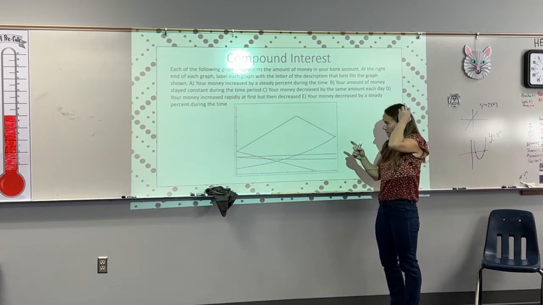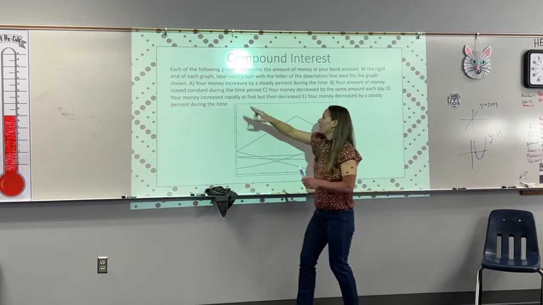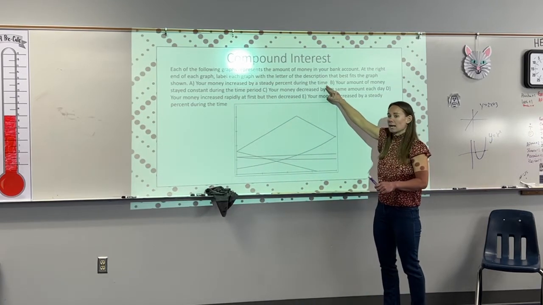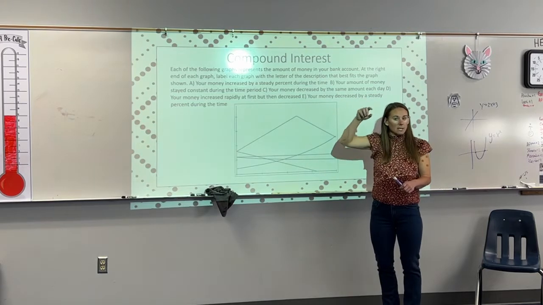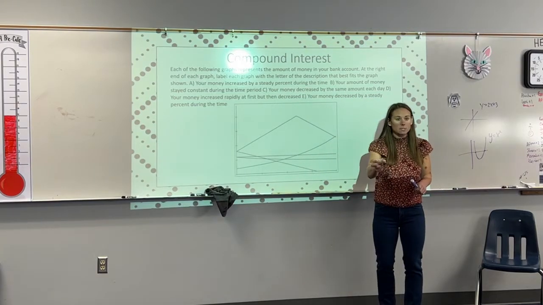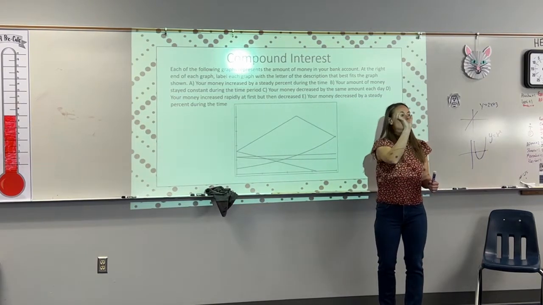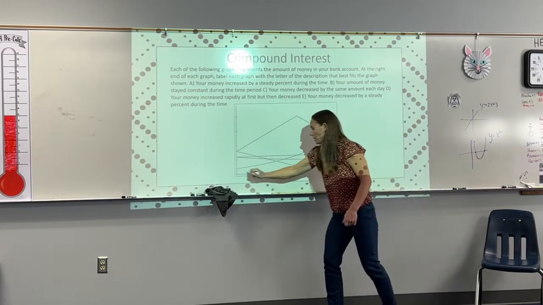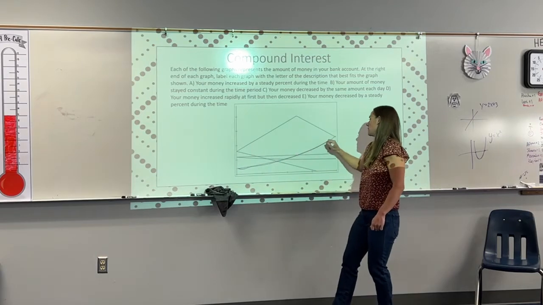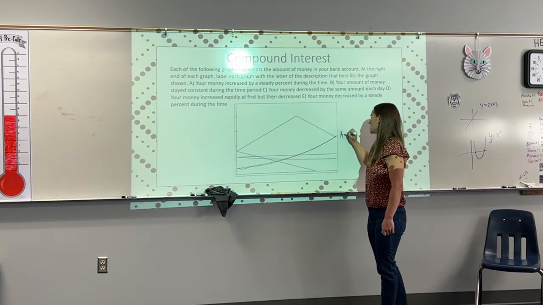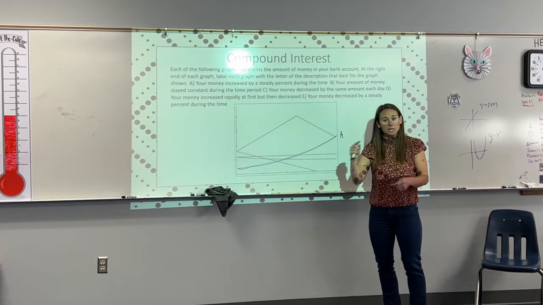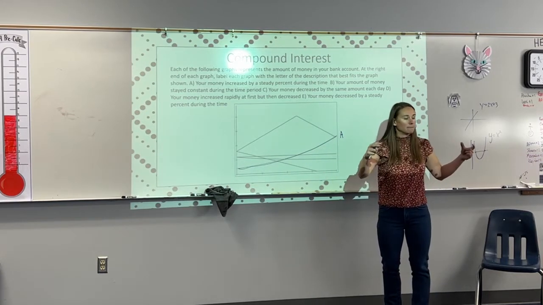Okay, think about A. Your money increased by a steady percent during the time. So this is the 8%. Like during this time you get 8%, and then you get another 8%, and then you get another 8%. So that is going to be this one. It's A. So this is the example of when you're getting 8%. And the reason it's curved is because you're taking 8% of a bigger number each time.